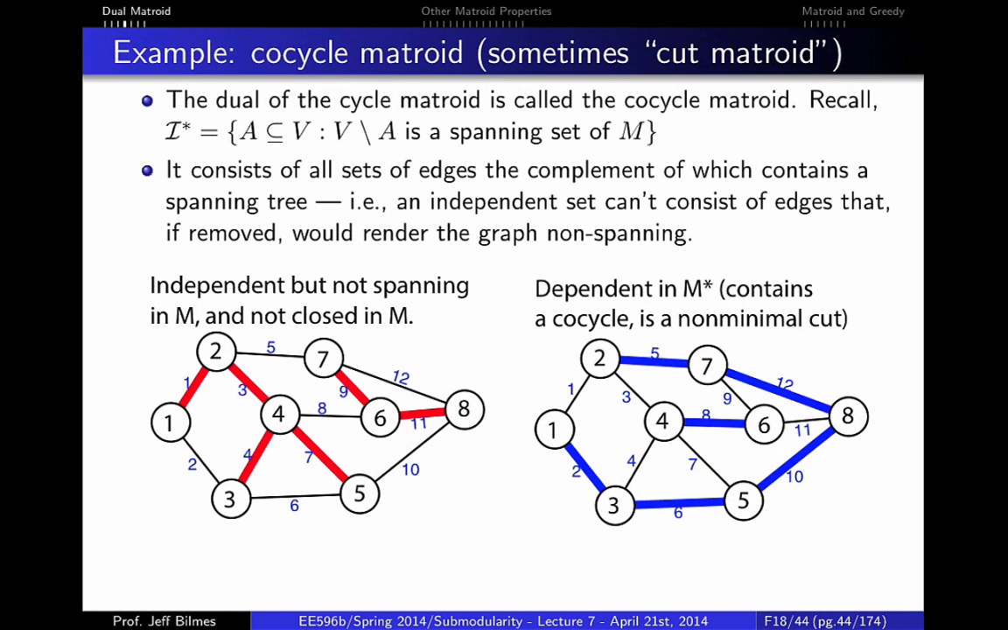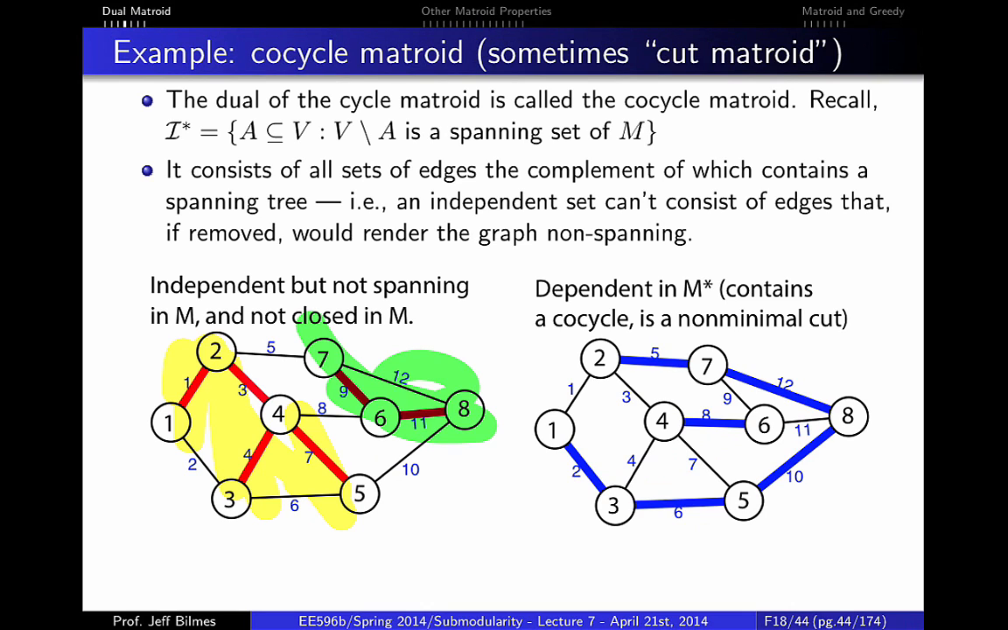Here's an example where we've got an independent set on the left-hand side. It's independent, but it's not spanning. Why? Because it's not a spanning tree; this group here is not connected with this group here. If you take the complement of the red edges, we've got the blue edges. Since the complement of the blue, which is the red, is not spanning, the blue edges can't be independent. So there has to be a circuit in the dual.